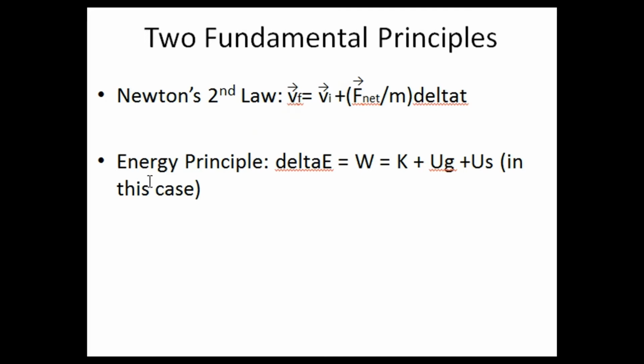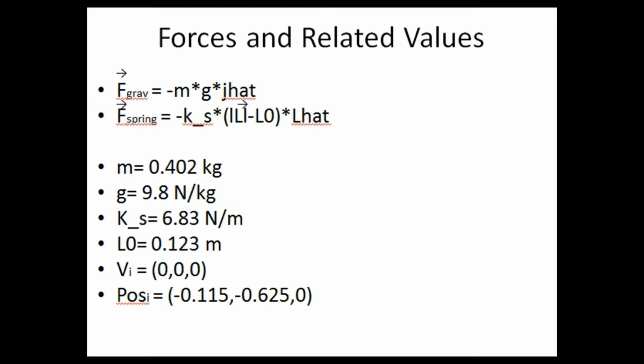And the energy principle, which is the change in energy equals work, which in this case is the kinetic energy plus the potential gravitic energy plus the potential spring energy. And the force and related values: the gravitic force is equal to negative m times gravitic constant times y directional vector j hat, and the spring force is equal to negative spring stiffness times s, which is the magnitude of the stretched spring minus the distance of the relaxed spring, times the directional vector L hat, and these are the only two forces acting on the system.